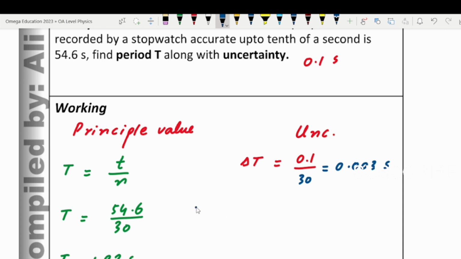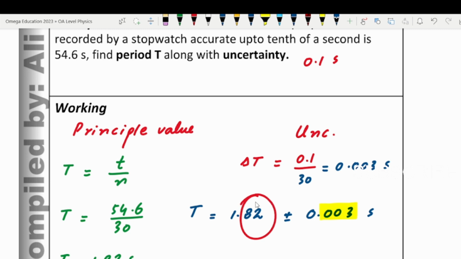So the final value would be written as 1.82, plus minus the absolute uncertainty in this case. Now according to the rule, like I told you, the number of decimal places in the uncertainty should be, at most, equal to the number of decimal places in the principal value. How many decimal places do you have in the principal value? You have only 2 decimal places, but the uncertainty has 3 decimal places.